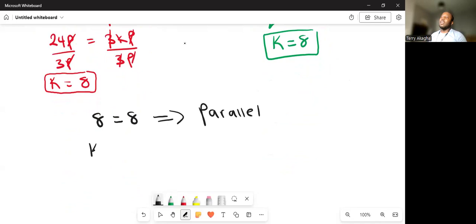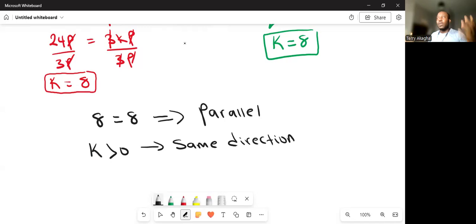And because K is greater than 0, it means that it has to be in the what? In the same direction. So it's parallel in the same direction. So I can keep on going to solve several questions. It's exactly the same thing. For it to be parallel, it means that you have the scalar quantity, and if K is greater than 0, it's in the same direction. Less than 0 is in the opposite direction.